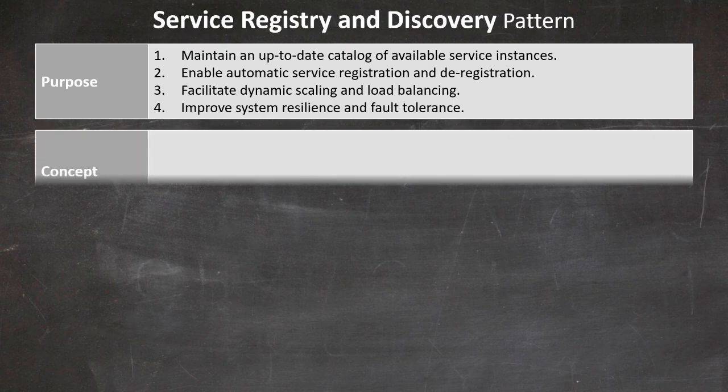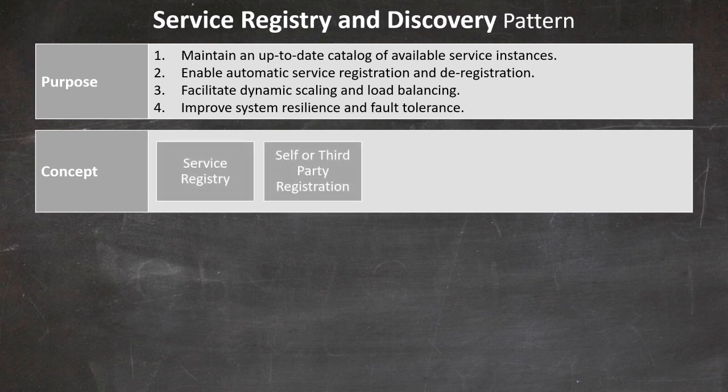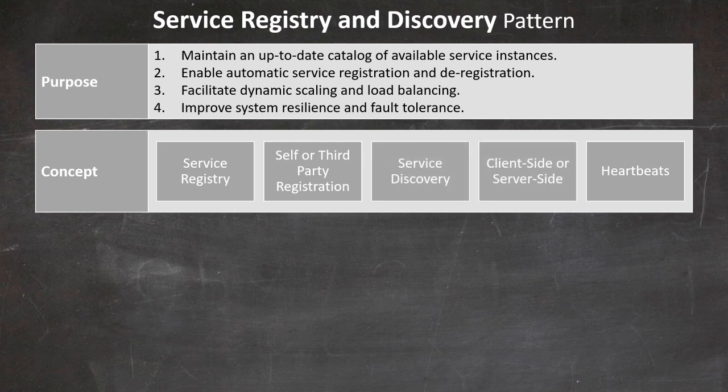At a 50,000 feet view, this pattern involves two main components. First, a service registry, which can be described as a database that stores information about available service instances, including their network locations. A service can either self-register at startup or rely on a third party that leverages the service's heartbeats. The second component is a service discovery, which is the mechanism by which a service can find the other services it can interact with. There are two discovery approaches here, a client-side and a server-side. We'll talk about both shortly.